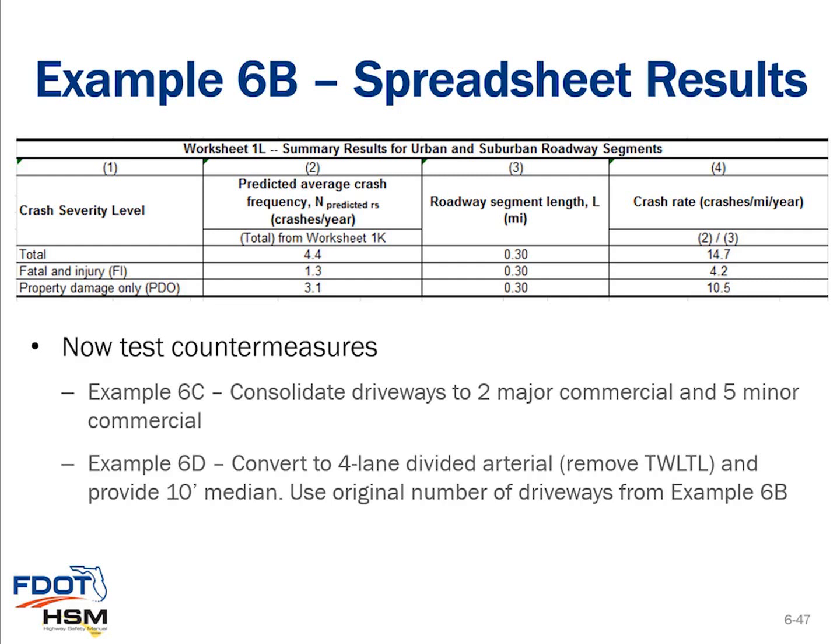So we have 2 examples. One is 6C, where we consolidate the driveways. We are actually taking part of the minor commercial. We had previously 11, and we're reducing that down to 5. And we're making 1 additional major commercial, increasing that from 1 to 2. So we now have a total of 2 major commercial and 5 minor commercial driveways. Example 6D is we would convert the 5-lane arterial with two-way left turn lane to a 4-lane divided arterial. We would provide a 10-foot wide median, and we would keep the number of driveways that we had originally in example 6B. So let's go through these steps and look at the different results.